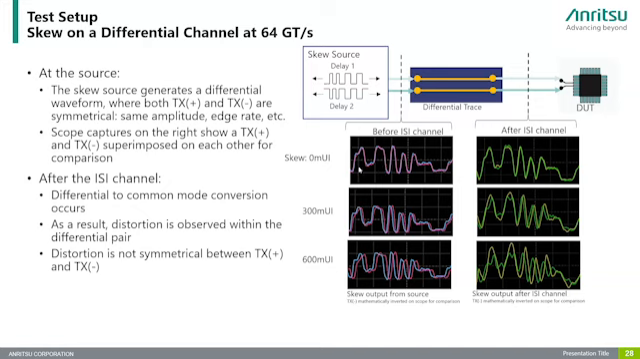Then give a skew of 300 or 600 milli. At the input, you can just see the skew, so a skew mismatch. But at the output of the differential trace, the signal is very degraded or distorted, and it affects the BER significantly.